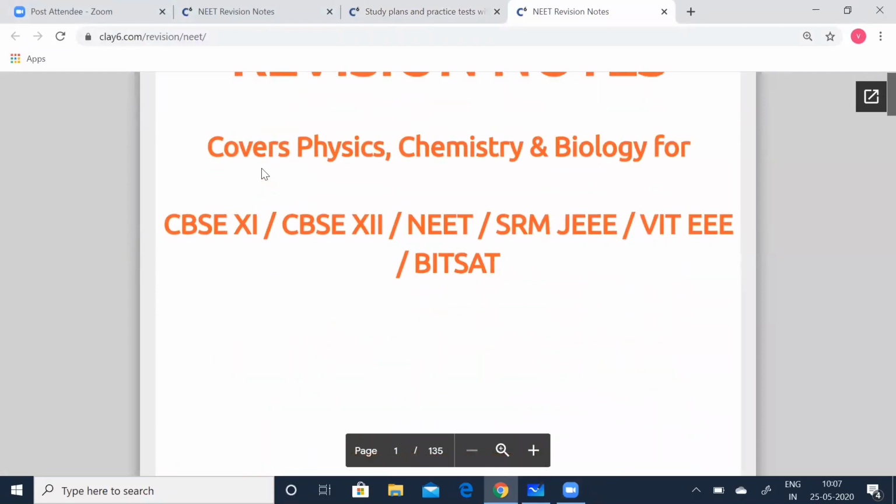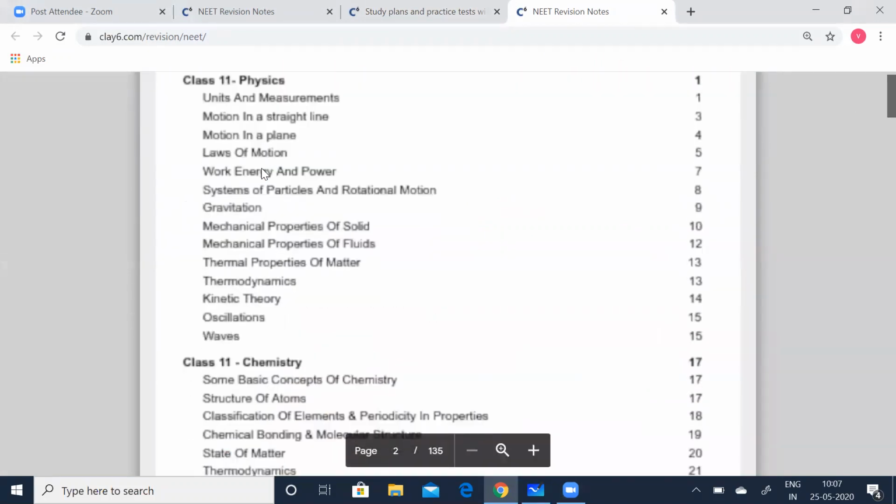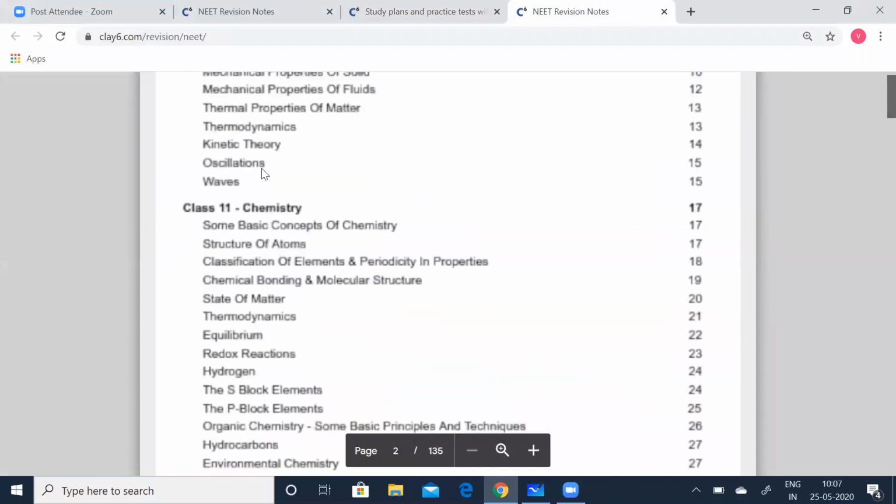Covers physics, chemistry, and biology for all NEET, SRM, JEE, VIT, EEE, everything for all the entrance exams. We have for all the three subjects, physics, chemistry, and biology. We have actually summarized the concepts and the important formulae which you have to know from the exam point of view. Today I'm going to cover this chapter, electrostatics, electric fields and charges.